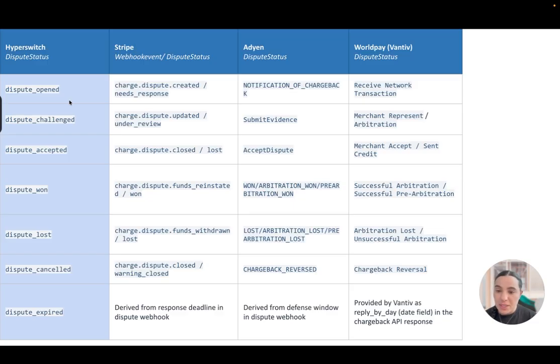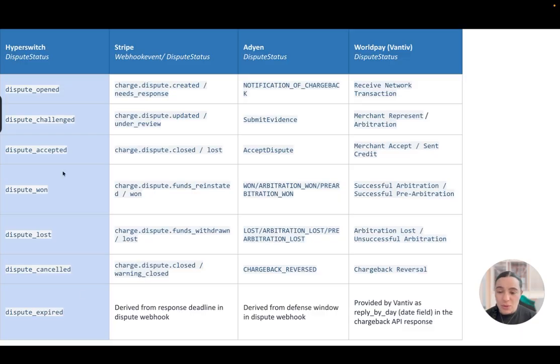Now let's look at the mapping table. Take dispute opened as an example. When a new chargeback comes in, Stripe sends charge dispute created with needs response. Adyen sends notification of chargeback. And Worldpay delivers receive network transaction from a batch report. These are 3 completely different signals, and Hyperswitch maps all 3 to one status: dispute opened.